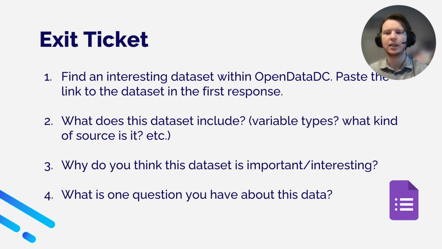Our exit ticket today is to have students poke around Open Data DC a little bit. And what we're going to do is have them paste the link to their data set as their first response, identify some of the variables and other things that are in it in the second response, talk about why they think it's important or interesting in the third, and finally conclude with what is one question you have about this data. This is mostly to review those skills from Unit 1 on sort of what is data, what kinds of data can there be, and also sort of extending that into, okay, and what data science questions would I want to ask about this data set.